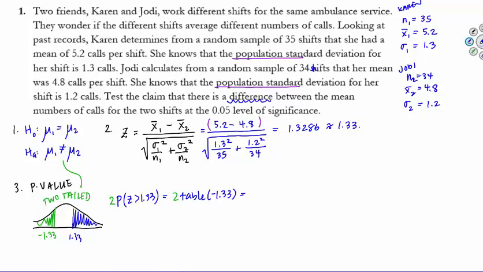That is 2 times 0.0918. If you have your table handy, you can check that out. It's 0.1836 once we multiply by 2, for a p-value.